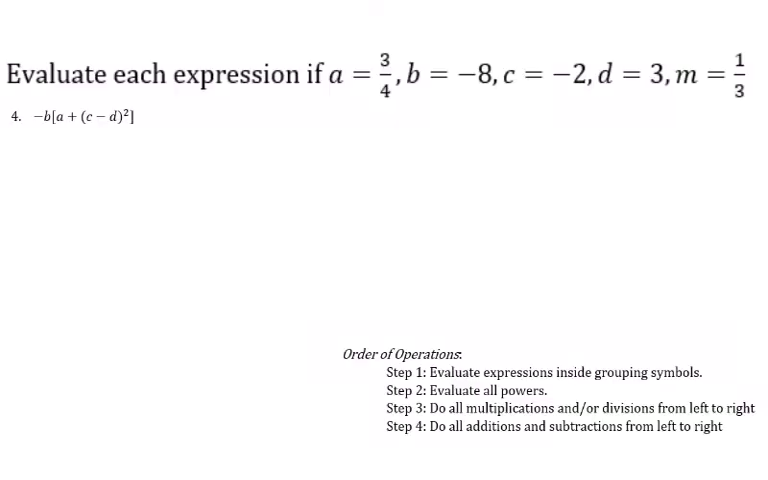All right, so one more of these examples. This one says evaluate each expression if a is equal to 3/4, b is equal to -8, c is equal to -2, d is equal to 3, and m is equal to 1/3. Those are actually the same values as before, but different variables. So I'm going to use my same process.